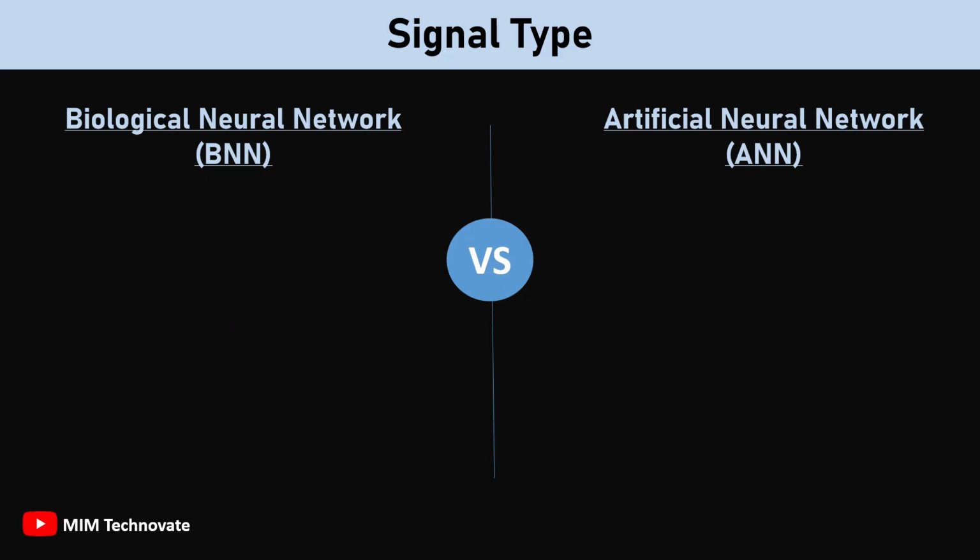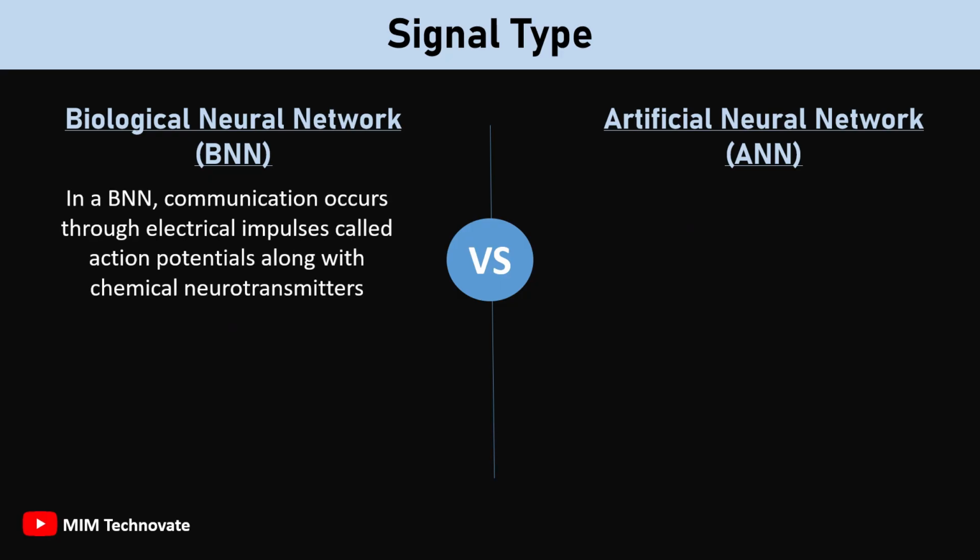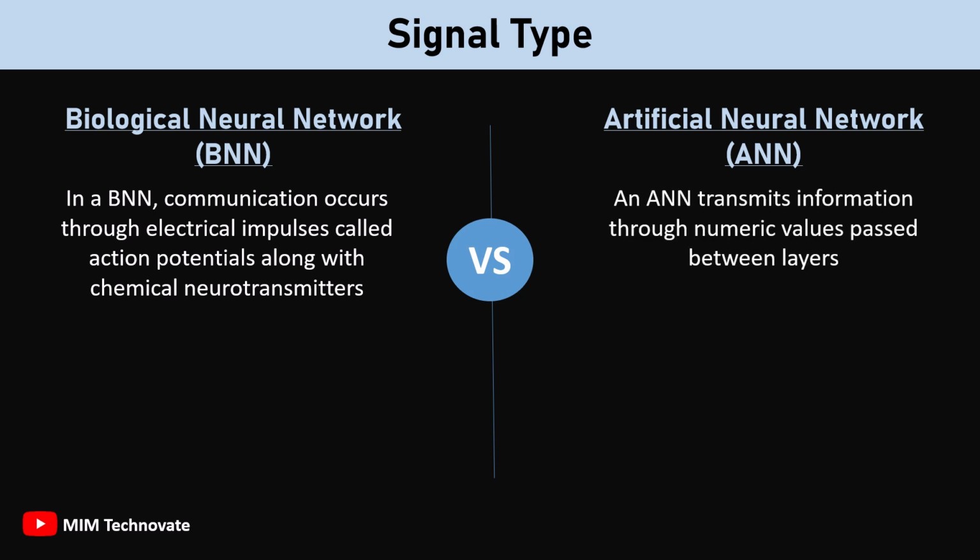Signal type. In a BNN, communication occurs through electrical impulses, called action potentials, along with chemical neurotransmitters. Meanwhile, an ANN transmits information through numeric values passed between layers.